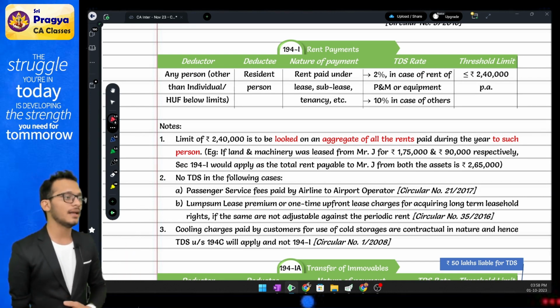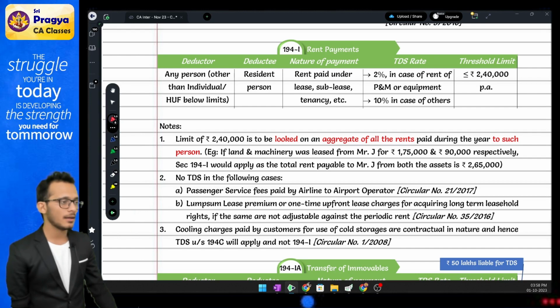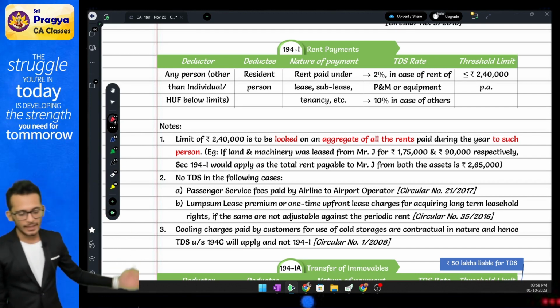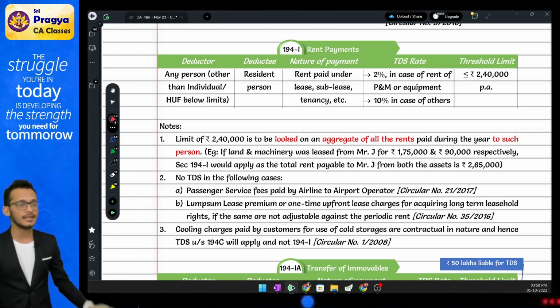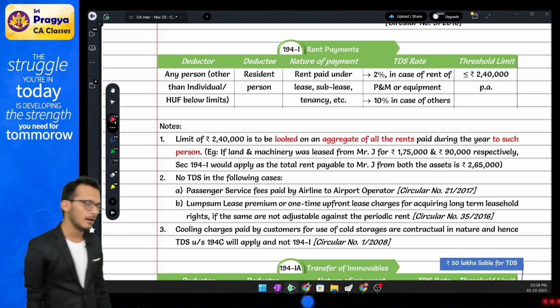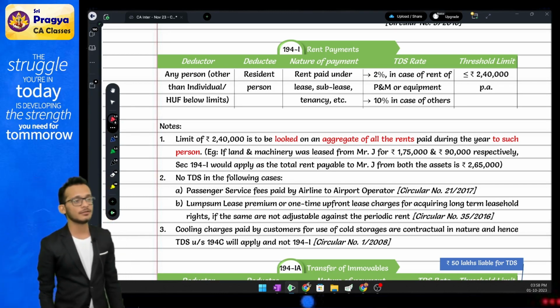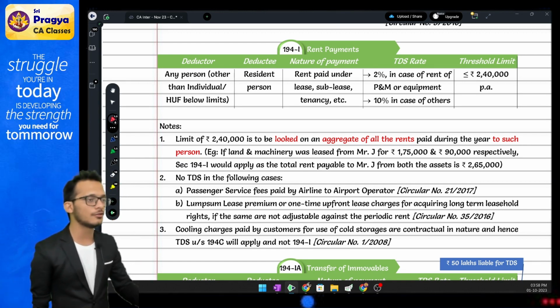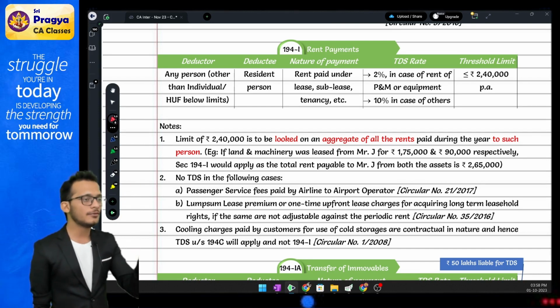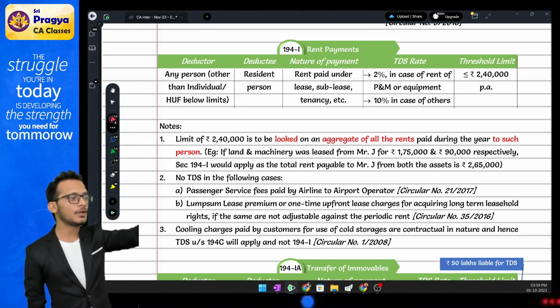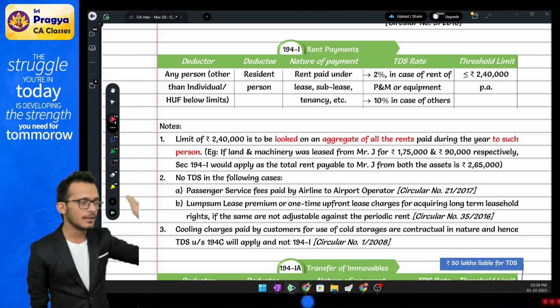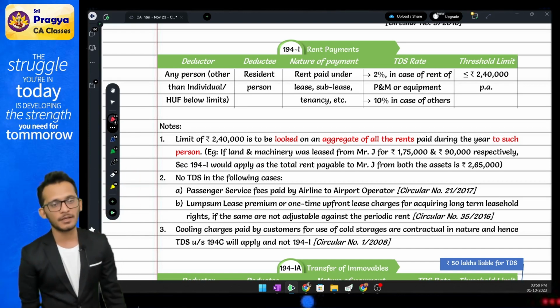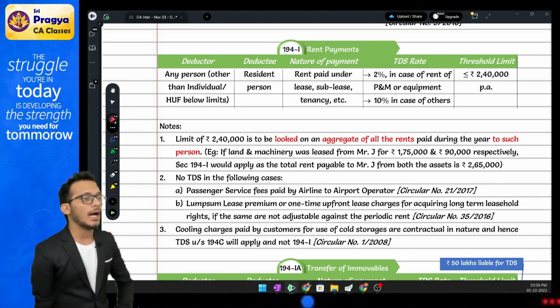TDS rate is given in terms of what you are taking. If you are taking any kind of plant and machinery or equipment, TDS rate is 2%. If you are taking anything else, it is 10%. This 2,40,000 has to be checked for both together. If you have taken land and computer from a single person, 2,40,000 will be checked on everything. If the threshold exceeds, the computer will be 2% TDS, the land will be 10% TDS. This is the simple criteria for 194I.